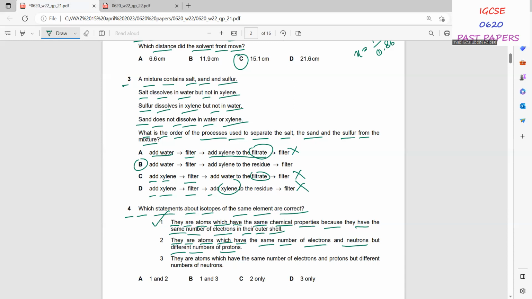Isotopes have the same number of protons and electrons, not neutrons. So this is wrong. Number 3, they are atoms which have the same number of electrons and protons, but different numbers of neutrons. This is also correct. So 1 and 3 are correct. B will be the right answer for this question.